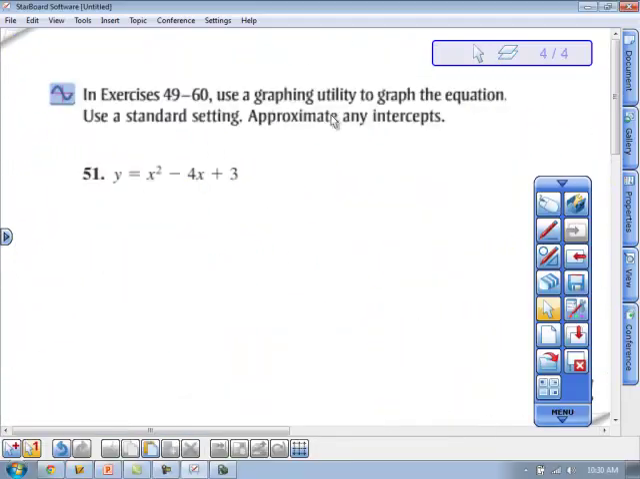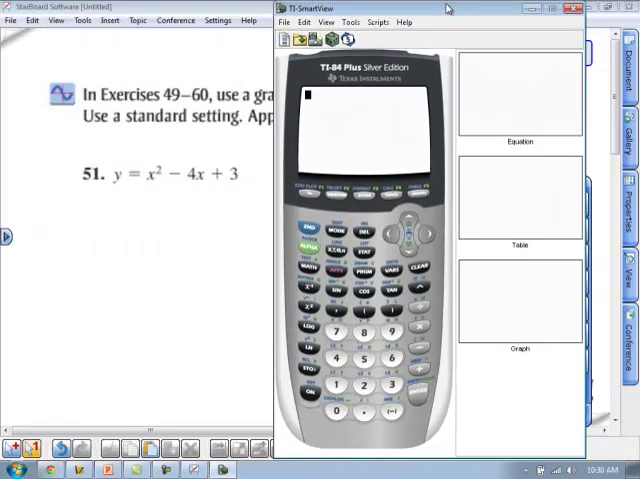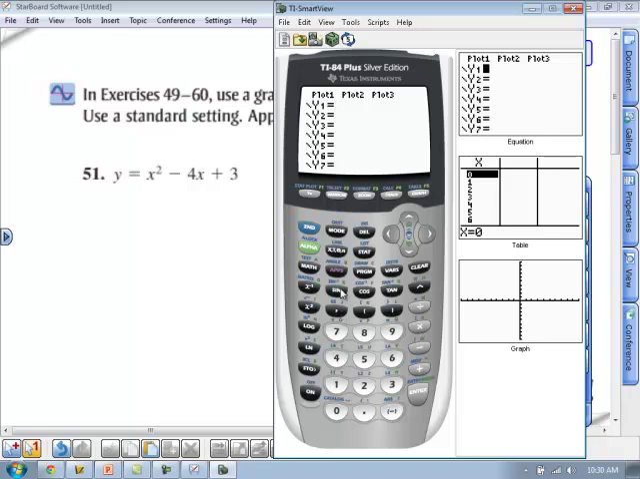So this is 51. We just want to graph this with our calculator, which hopefully you guys know how to do. If not, all you do is take your calculator, go to y equals, and insert in the equation x squared minus 4x plus 3. And just hit graph.